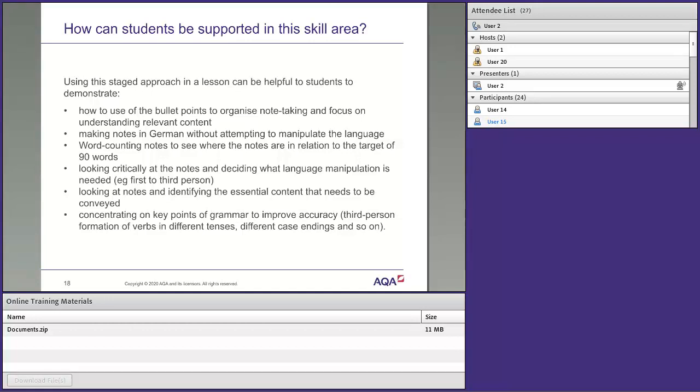Lots of verbs in the first person, particularly the irregular ones, and they've got to change them to the third person. Again, that's something you could email to them ahead of the lesson so that they can be getting on with it while you're arriving.